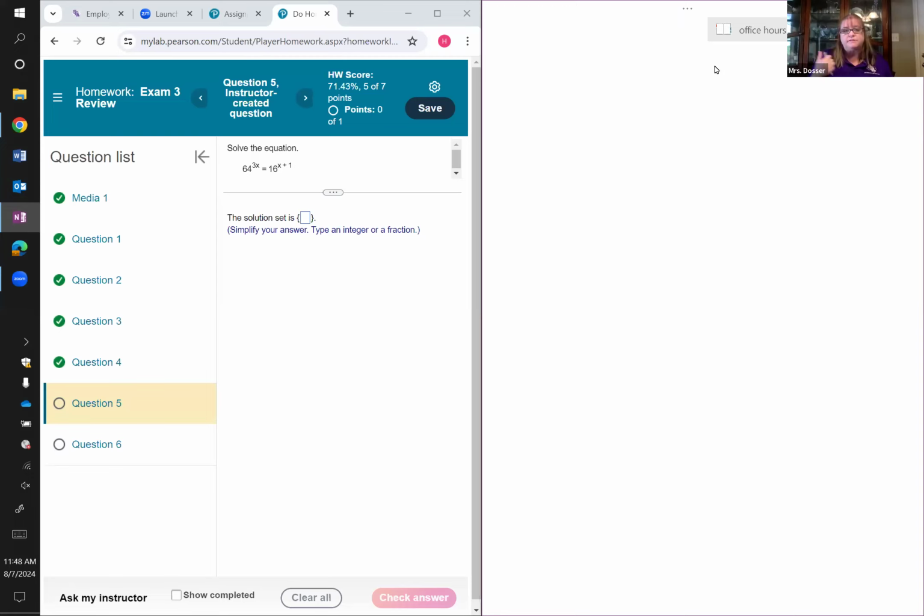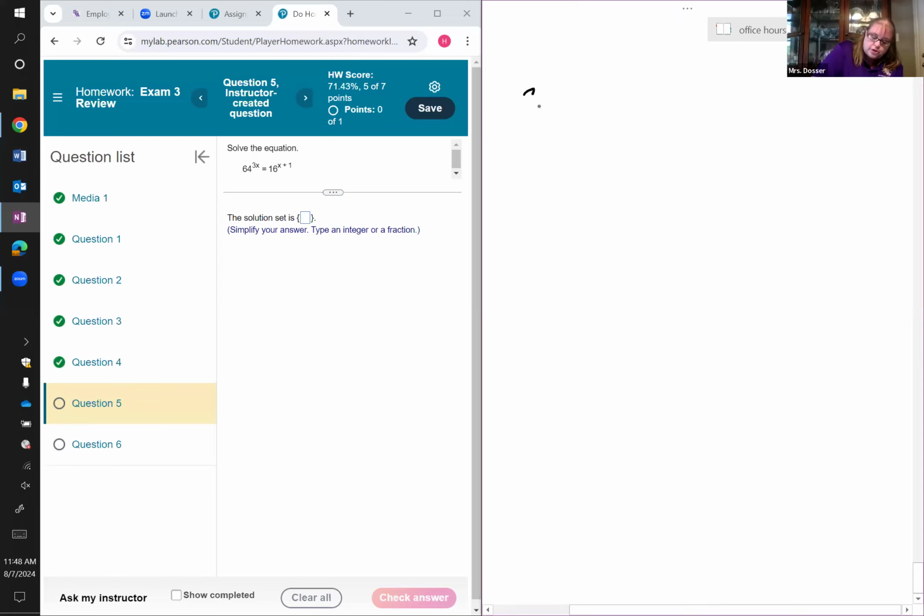Right now our bases are 64 and 16, but if we can rewrite those with the same base, then it makes this easy to solve. So thinking about 64 and 16, we recognize that both of those numbers are powers of 2. So if we can figure out which powers of 2 they are, then we can rewrite this equation to where they both have a power of 2 as their base.